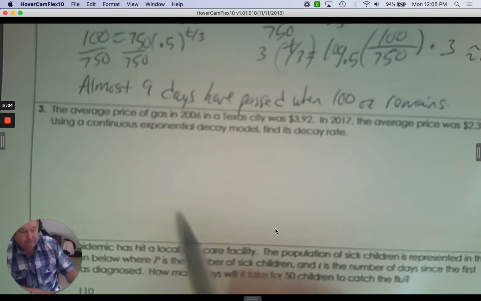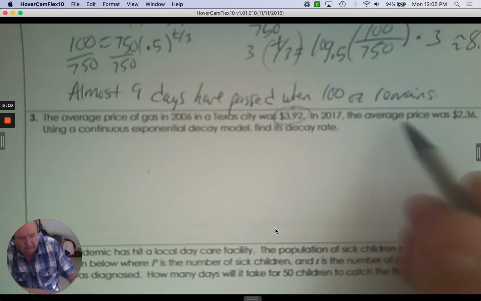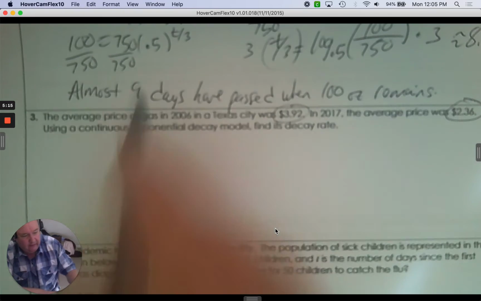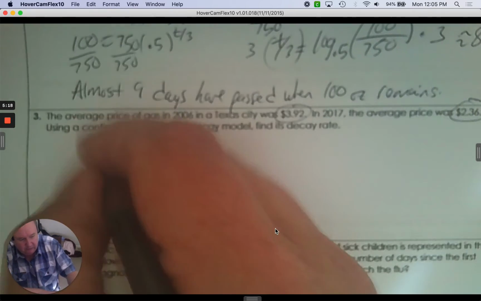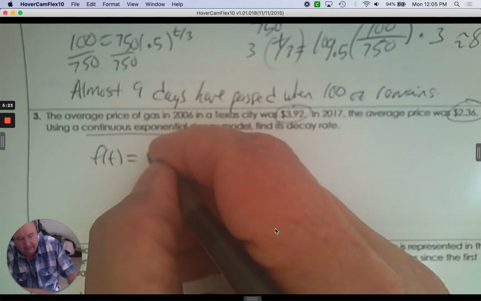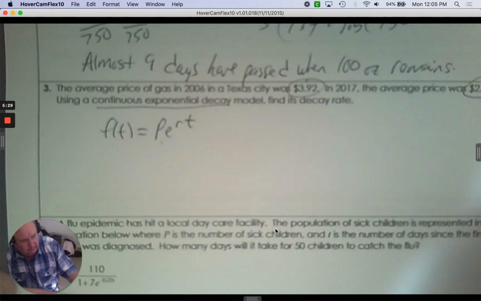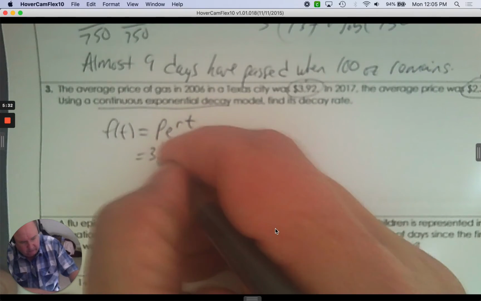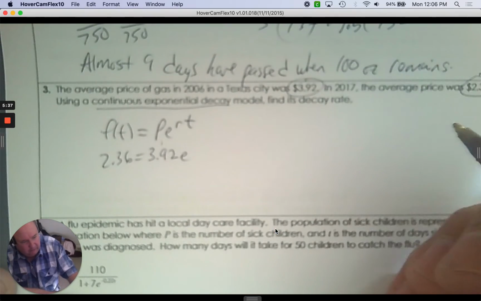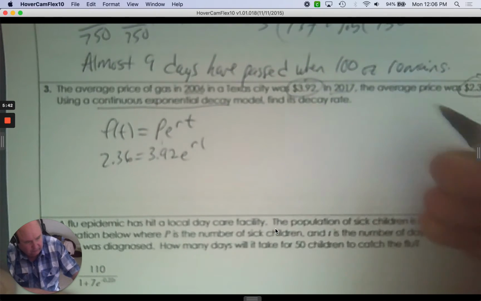All right, number 3. The average price of gas in 2006 was $3.92. In 2017, it went down to $2.36, using a continuous exponential decay model. So that's still continuous. Decay just means the rate is going to be negative. It's going to be P times e to the rt. Our initial amount was $3.92. The end amount was $2.36. I'm looking for the rate. The amount of time from 2006 to 2017 was 11 years.